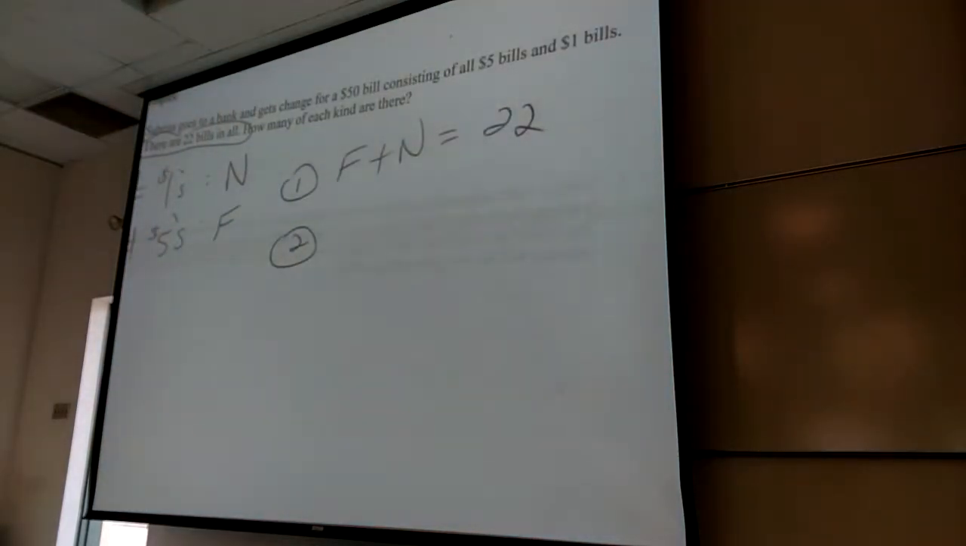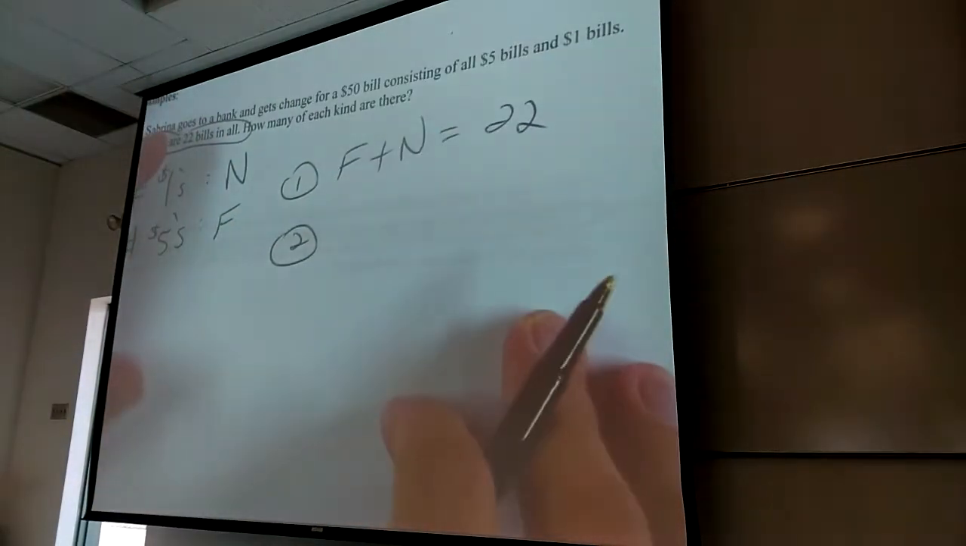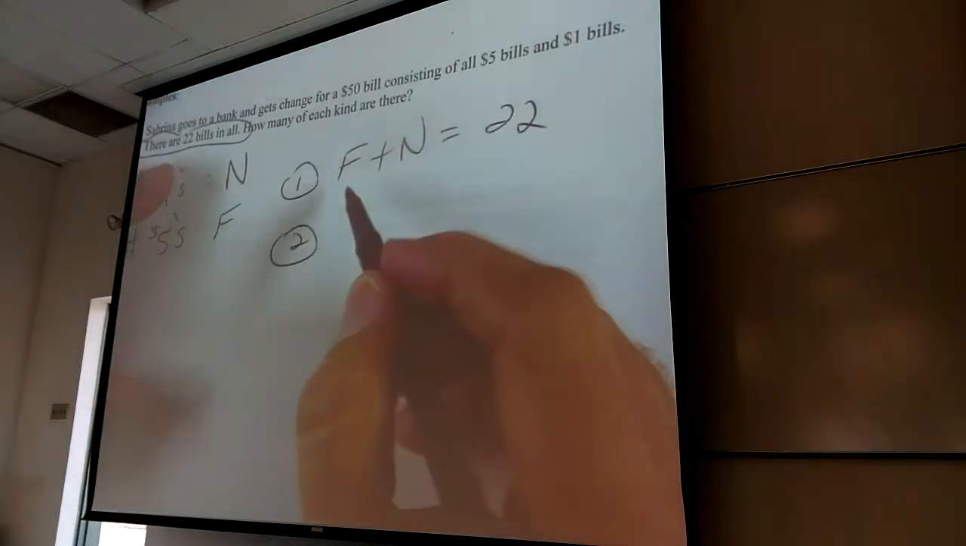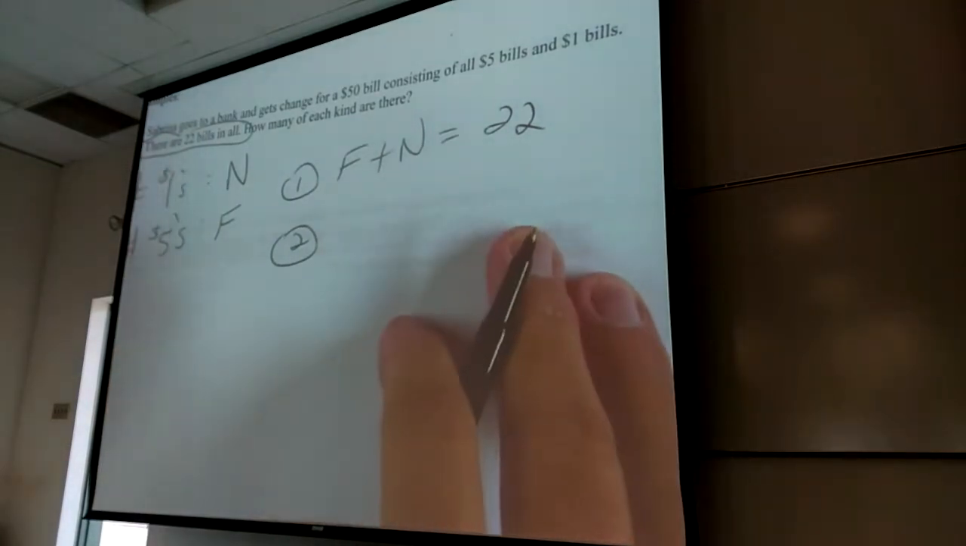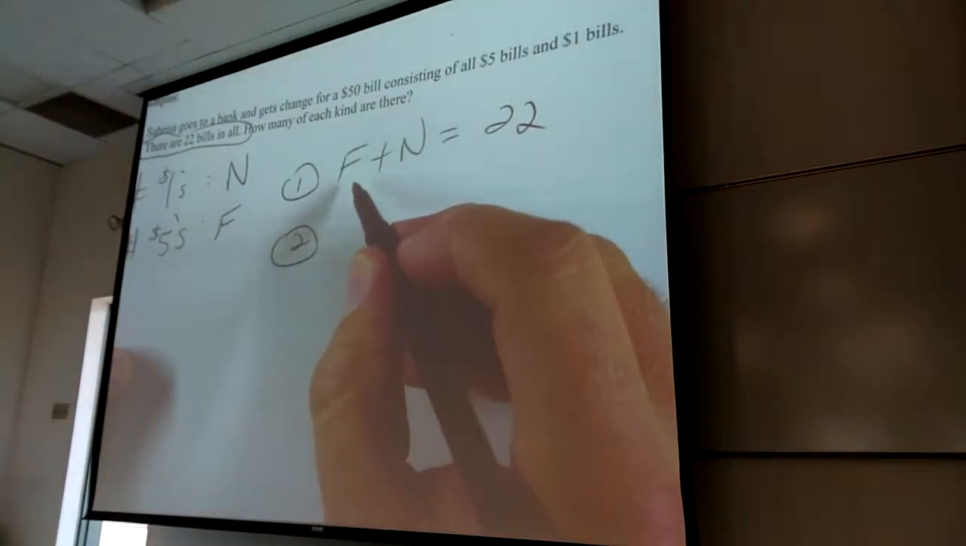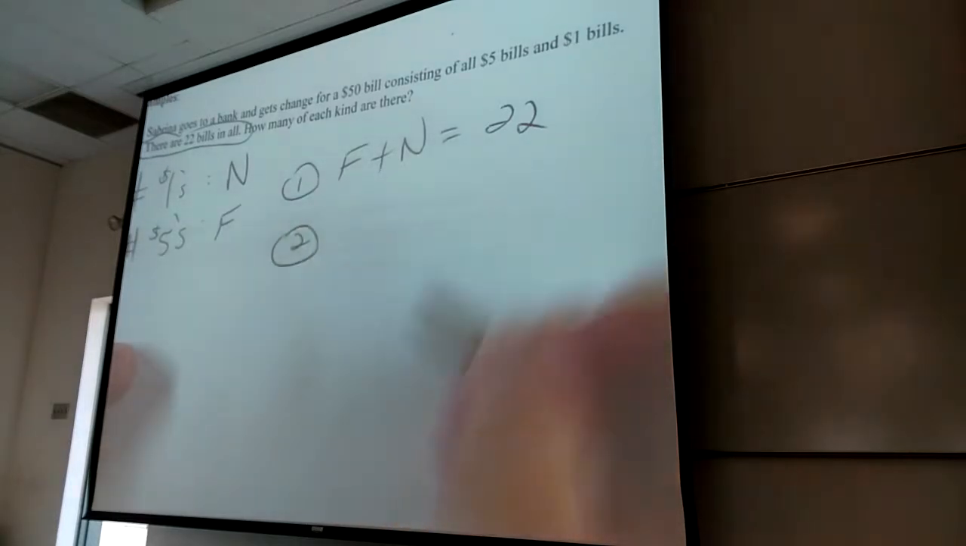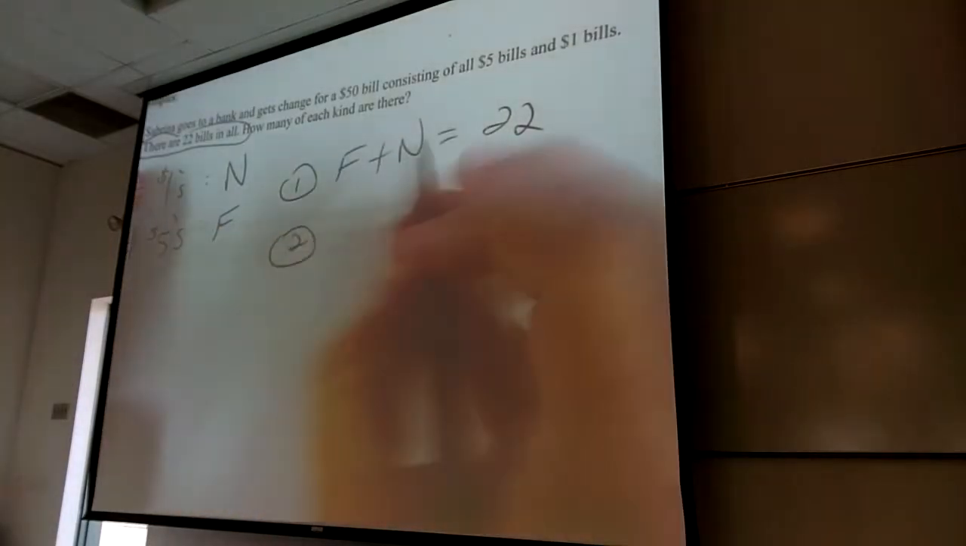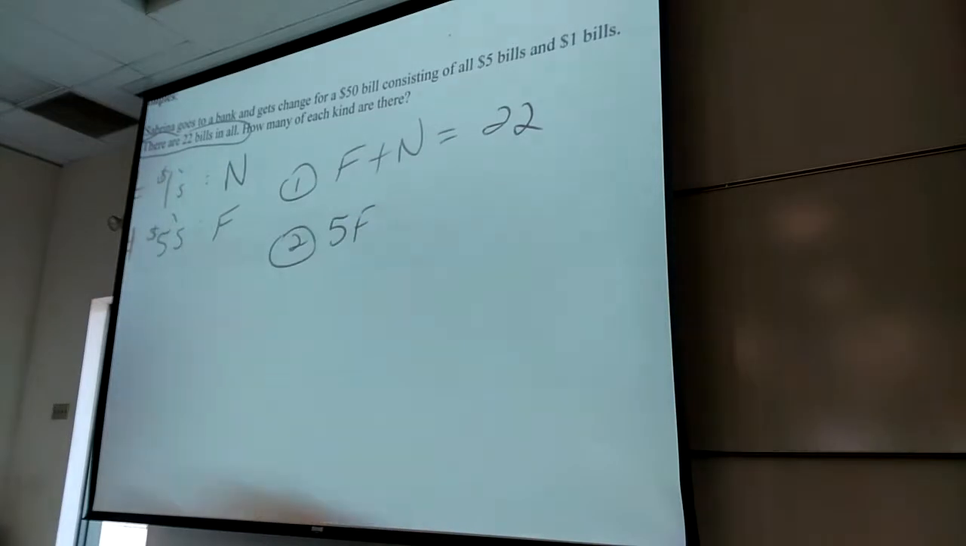Now the other one is going to be the money equation. People make a mistake. They write F plus N equals 50, but that doesn't make any sense because I have to add money to money to get money, and F isn't money. F is a number of bills. So if I have F $5 bills, how much money is that? 5F. If I had 2 $5 bills, I would have 5 times 2, $10. If I had 8 $5 bills, I'd have 8 times 5, 40 bucks. So if I have F $5 bills, I have 5F dollars.